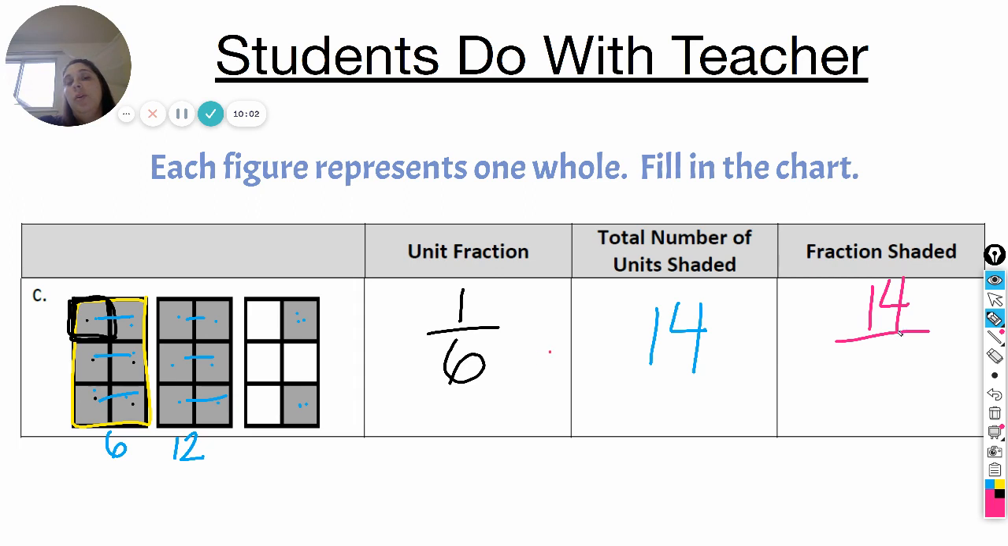For the denominator, we can actually look over to our unit fraction, and it should be the same because each of our shapes is broken into 6 pieces. So we would say the fraction shaded is 14/6. 14 pieces are shaded, and each of the figures is broken into 6 pieces.